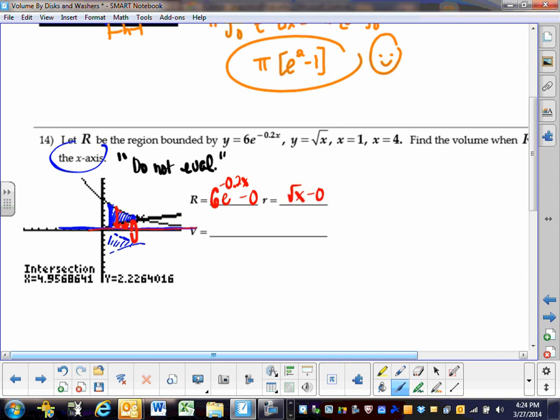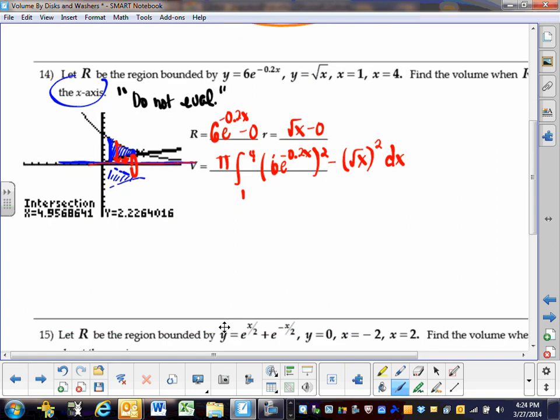So my volume is pi from x is 1 to x is 4. The outside radius squared minus the inside radius squared dx. Now, I may not at any point in time ever write calculator notation on my paper and get credit. What I could do, however, is make a small calculator notation for myself as long as I mark it out. You don't want the AP reader to grade it.